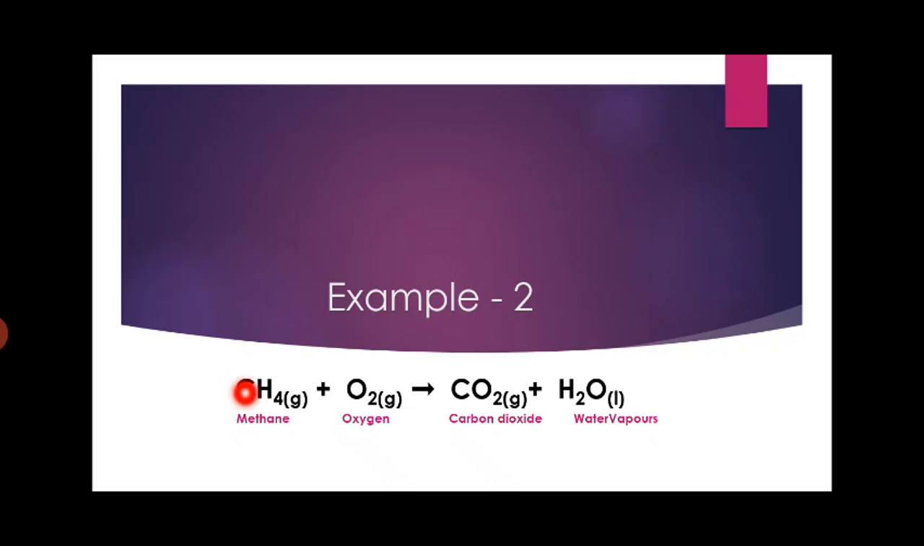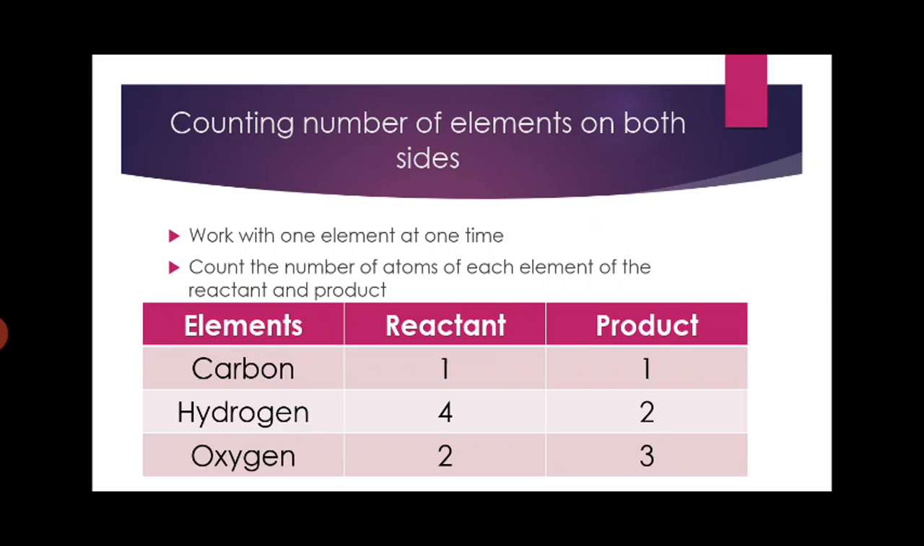Here we have 1 carbon on the reactant side and 1 carbon on the product side. 4 hydrogen on the reactant side and 2 hydrogen on the product side. 2 oxygen on the reactant side and 2 plus 1 makes 3 oxygen on the product side. Make a table: 1 carbon on the reactant side, 1 carbon on the product side, 4 hydrogen on the reactant side, 2 hydrogen on the product side, 2 oxygen on the reactant side and 3 oxygens on the product side. Here carbon is balanced on both sides of the equation, while hydrogen and oxygen are not balanced.